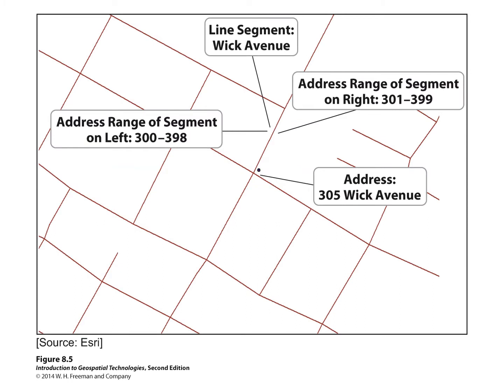GIS. And so this shows more about the individual address, and how the address segments on the right go from 301 to 399, and on the left go from 300 to 398. Odd on one side, even on the other. And that's for each segment of the road. So the road's not a single continuous feature, it's made up of multiple parts.